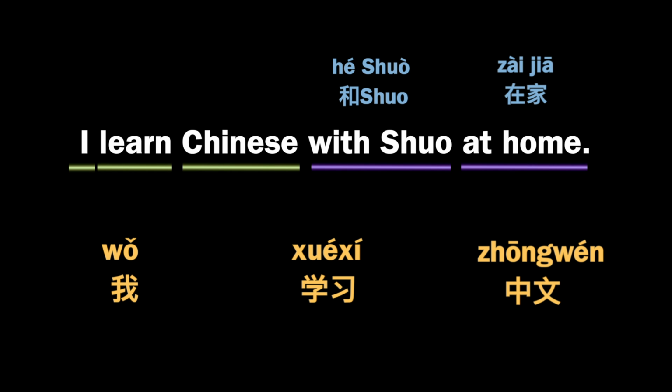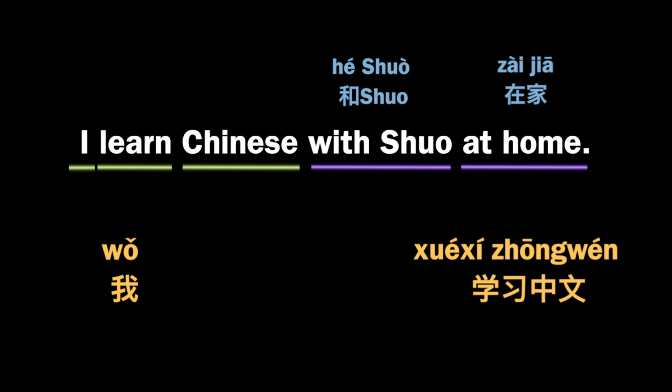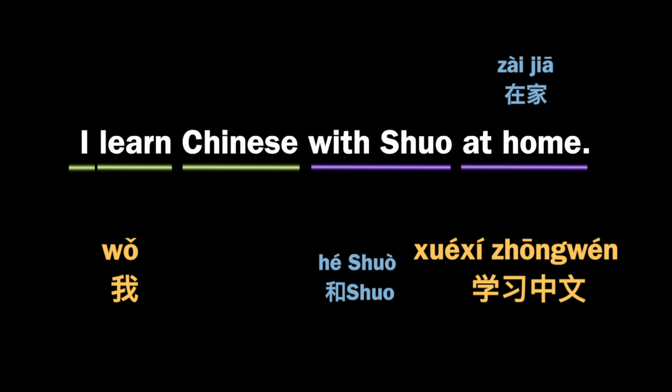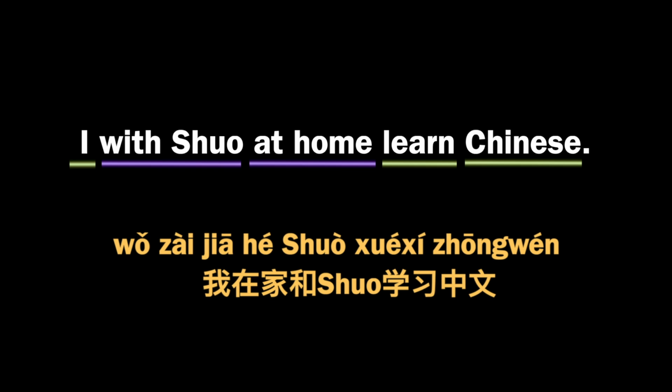With Shuo describes how I learn Chinese. So we put it before learn Chinese. 和硕学习中文. And at home describes where I learn Chinese with Shuo. So we put it before with Shuo learn Chinese. 在家和硕学习中文. So the Chinese translation is 我在家和硕学习中文.